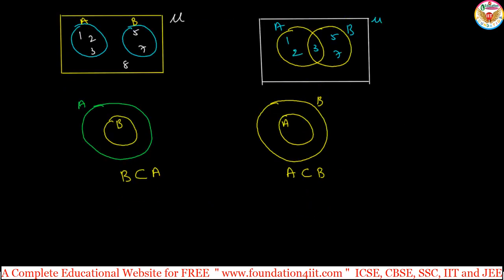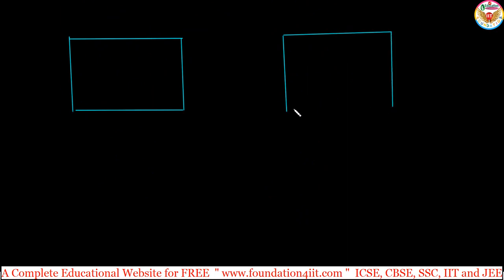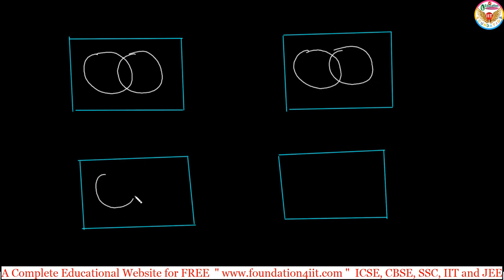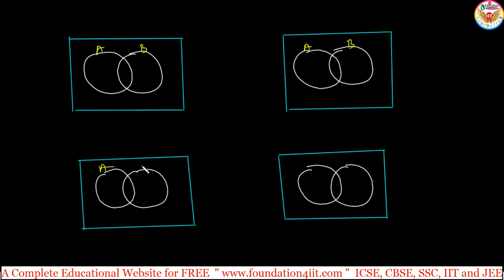Let us see the shading for union, intersection and difference in the Venn diagram. This is the rectangle for the universal set. Union, intersection and difference: three I'll show, and difference has two cases, so let me take four rectangles. We discussed these earlier in problems. Here is set A and set B, and the same A, B in each diagram.